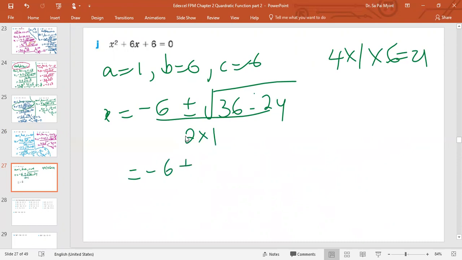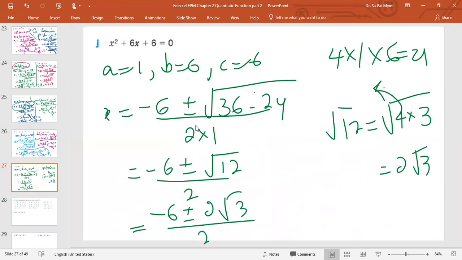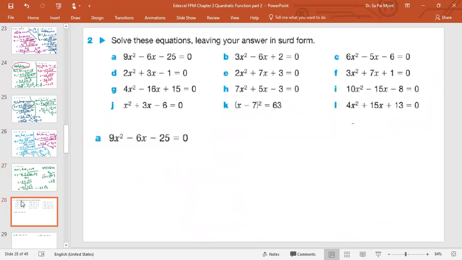Equal to minus 6 plus or minus square root of 12 over 2. What do you get? Minus 6 plus or minus square root of 12. You can factor with a perfect square: 4 into 3, 4 comes outside. What do you get? 2 square root of 3 over 2. What do you get? Minus 3 plus or minus root 3. Okay, we finish number 1.